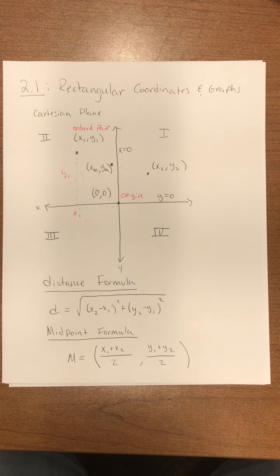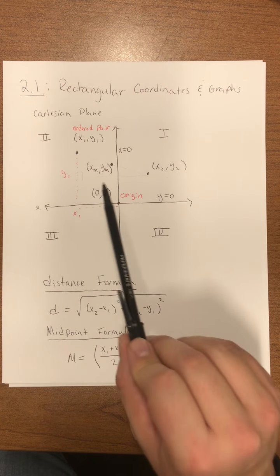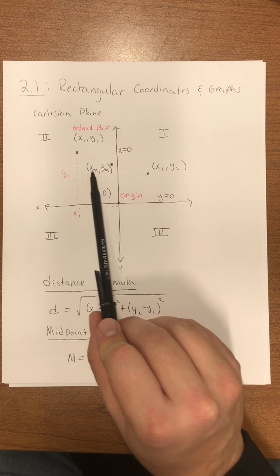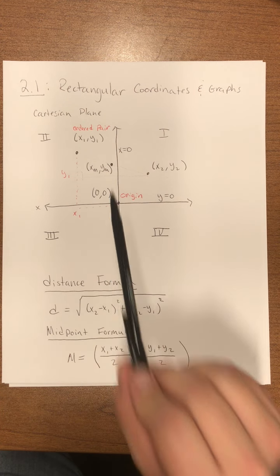And then here's the midpoint formula. The midpoint formula between x1, y1 and x2, y2 is simply the average of the two values. So x1 plus x2 divided by 2, y1 plus y2 divided by 2 would give you your x midpoint and your y midpoint.